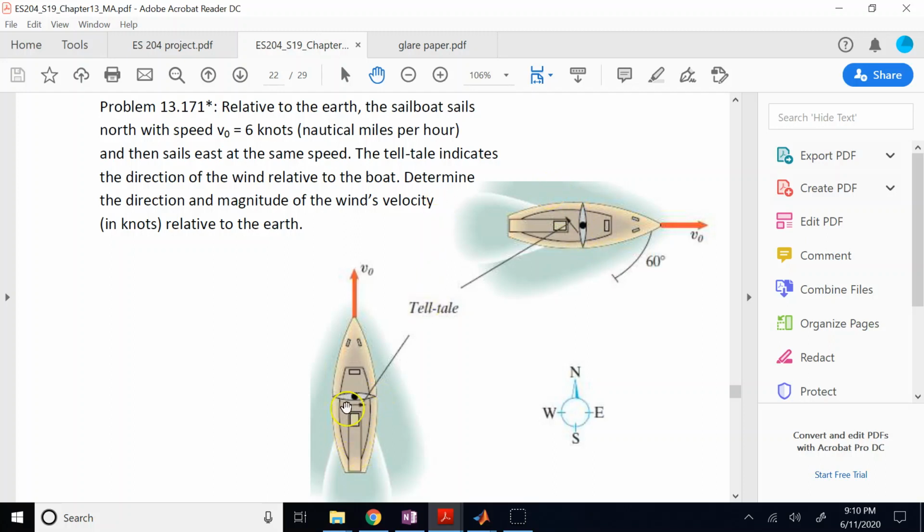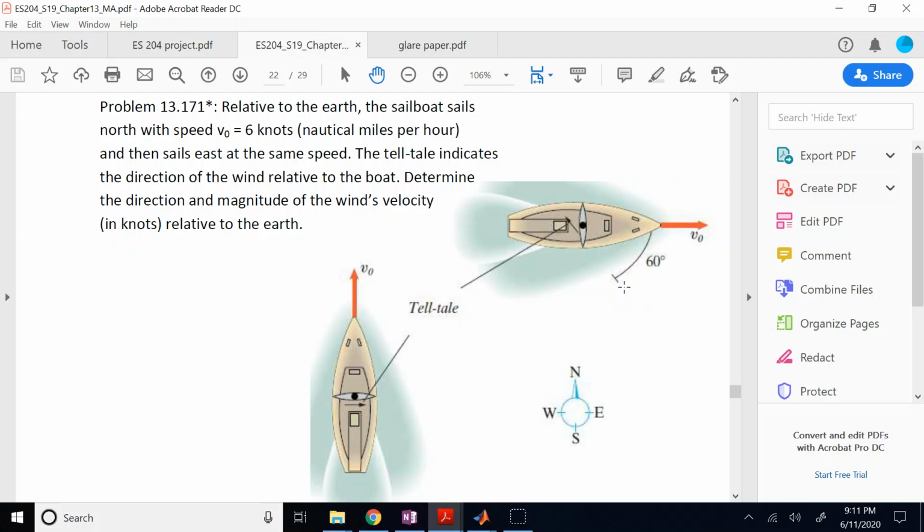So now this boat is first sailing north at the speed v0, which is 6 nautical miles. Then in position 1, he turns around, and in position 2, with the same speed, now he is moving to the east. And because he has changed his orientation, in the first position, the relative direction of wind with respect to boat is eastward, while here it's to the northwest at a 60-degree angle with respect to the east, clockwise.